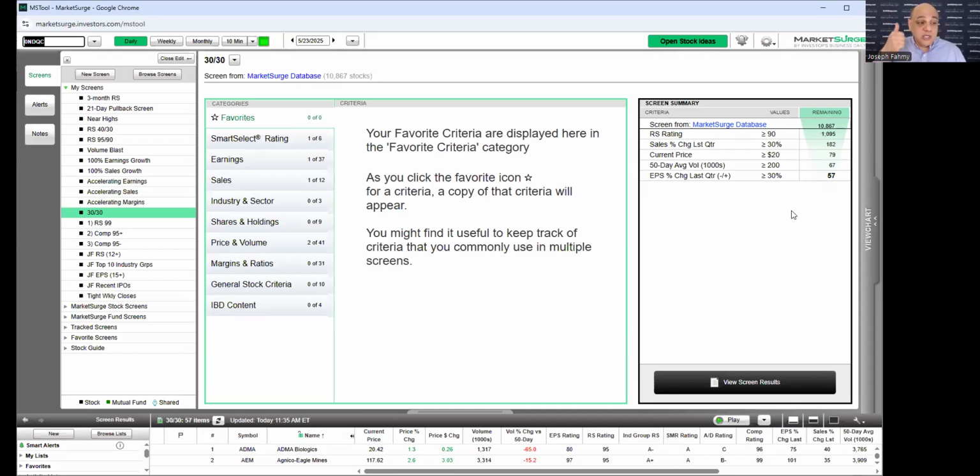And then I took sales last quarter greater than 30%, earnings last quarter greater than 30%. And then I just chose $20. You can choose 5, you can choose 40, you can choose 100. It's not like there's some magical number. You can play around with this.